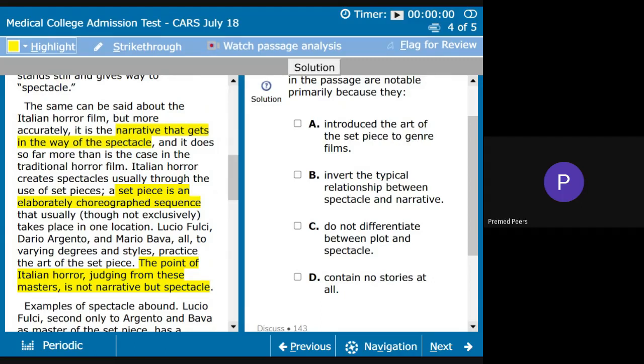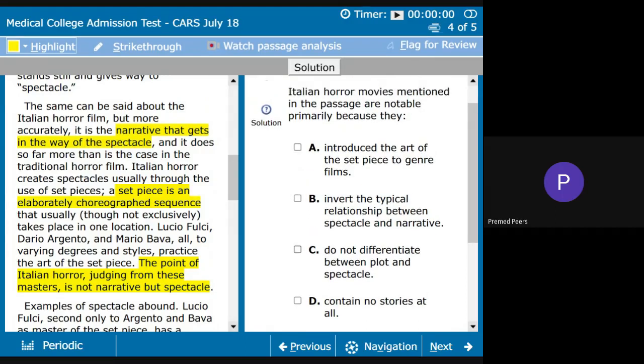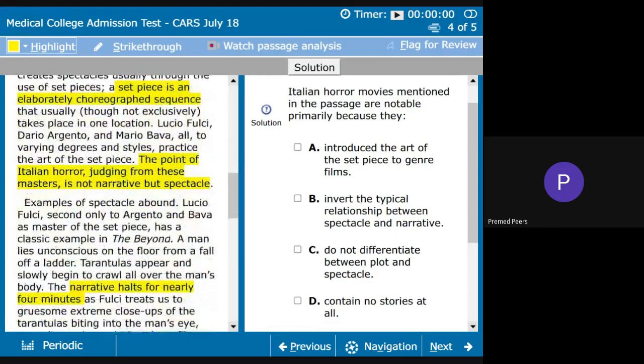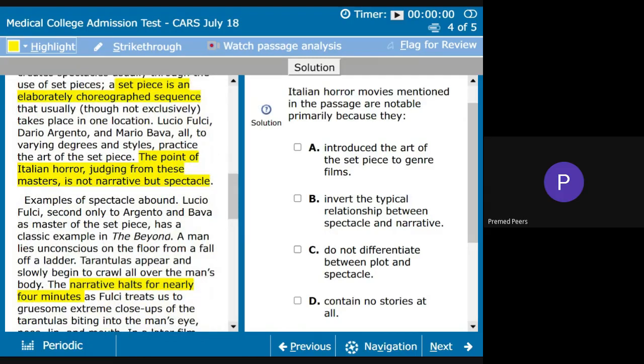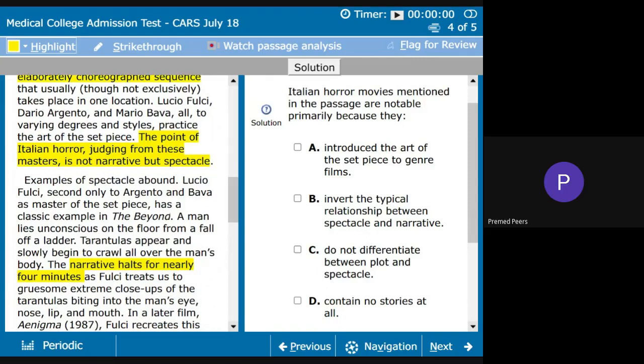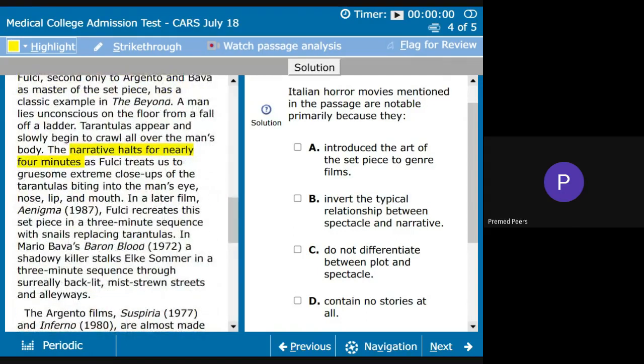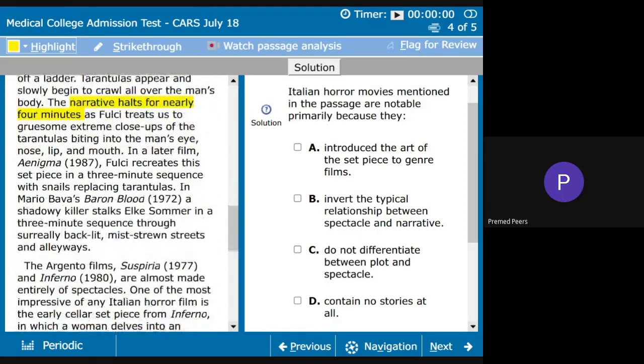So this actually does have a lot of support from the passage. But looking at the other ones, C, the horror movies mentioned do not differentiate between plot and spectacle. That's not quite what the passage is saying. They are both included, but it doesn't quite say that they're not differentiating between plot and spectacle, because the spectacle is sort of its own characteristic of the Italian horror film. So we can cross that one out as well, just because, again, passage support.